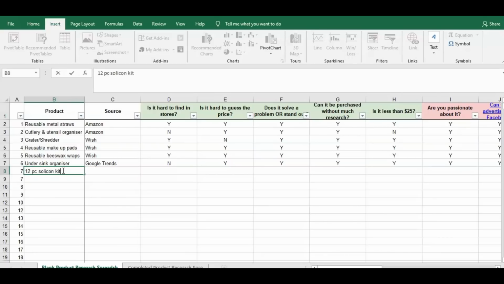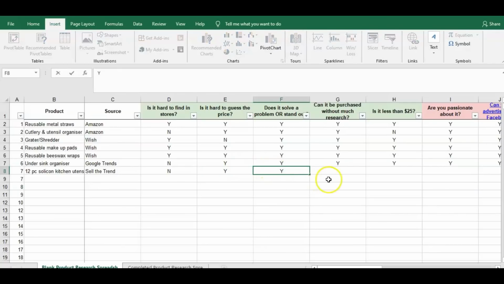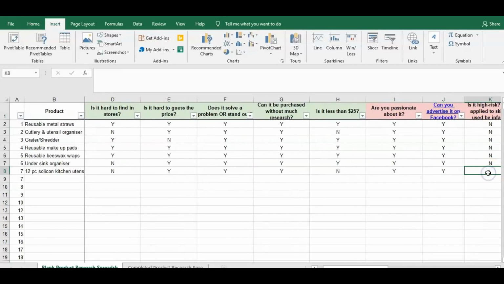Silicone kitchen utensils, and we found those on Sell the Trend. I don't think it's that hard to find in stores. I think it's kind of hard to guess the price. It does solve a problem, and they're silicone as well, so they're quite nice. It can be purchased without much research. That one wasn't less than $25, so maybe it's a little bit high. I would say that I rather love it. I can advertise them on Facebook. It's not high risk.